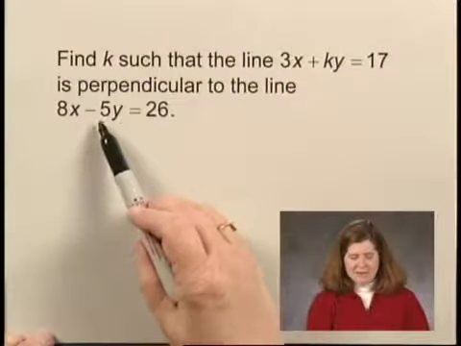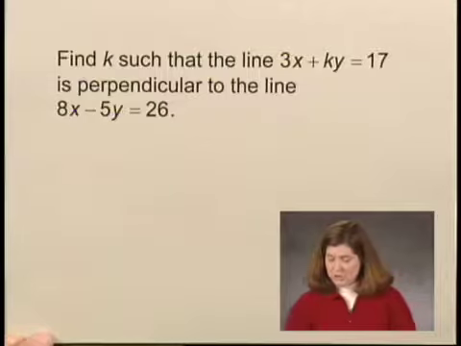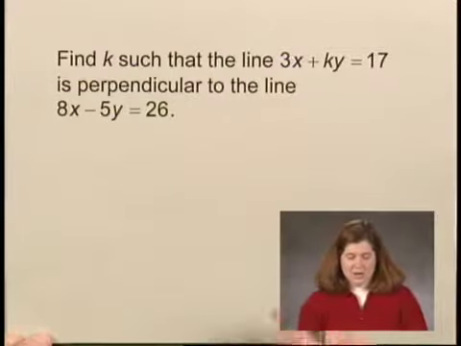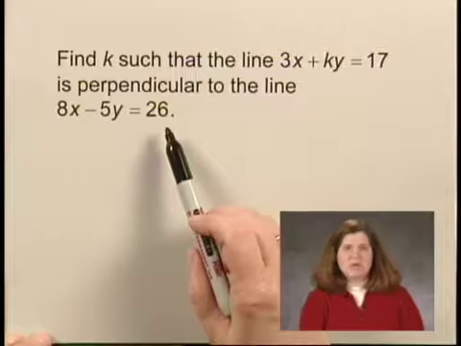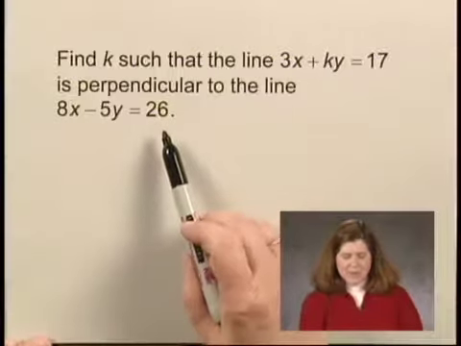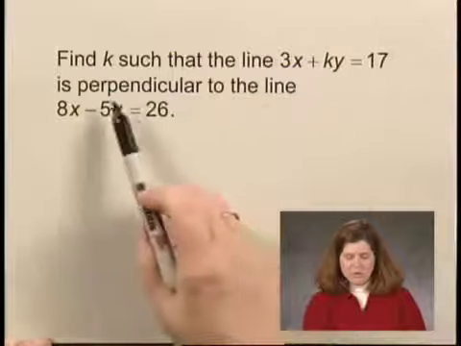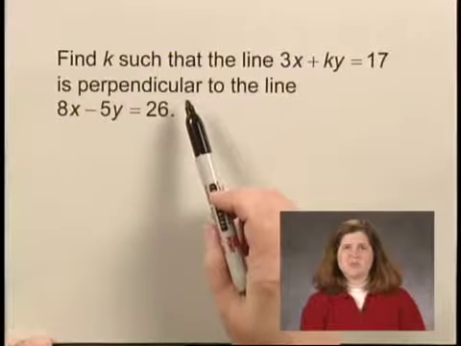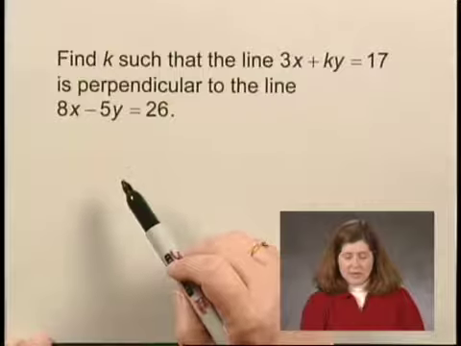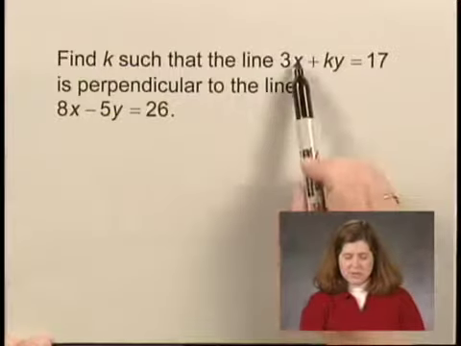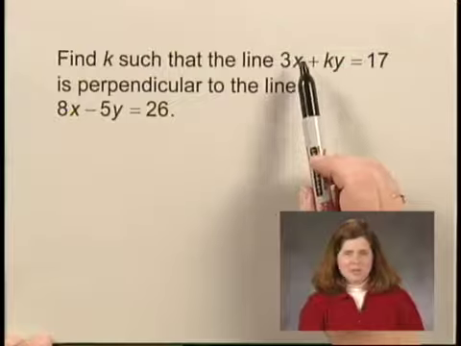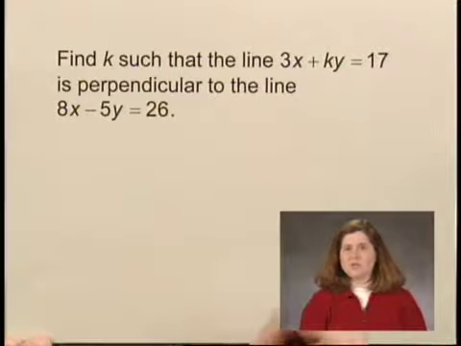In this exercise, we're asked to find the value of k such that the line 3x plus ky equals 17 is perpendicular to the line 8x minus 5y equals 26. When you see a problem like this, especially if it's not one that you've done before, we think about what we know. Well, we know about perpendicular lines that the product of their slopes is -1. And we can solve each of these two lines for y and find their slopes.